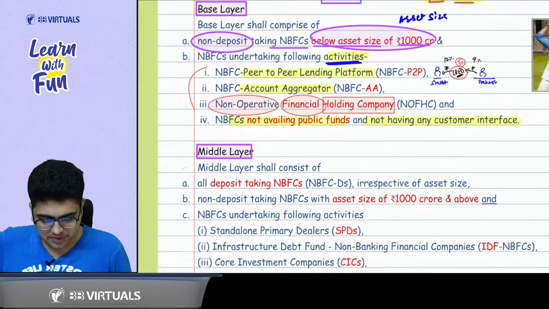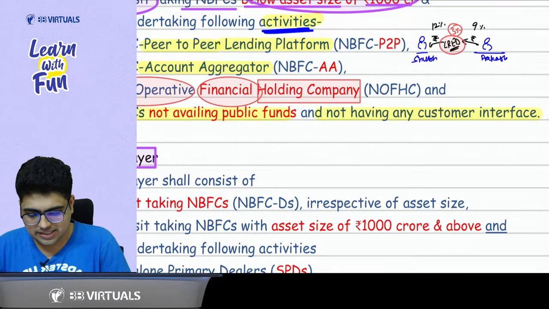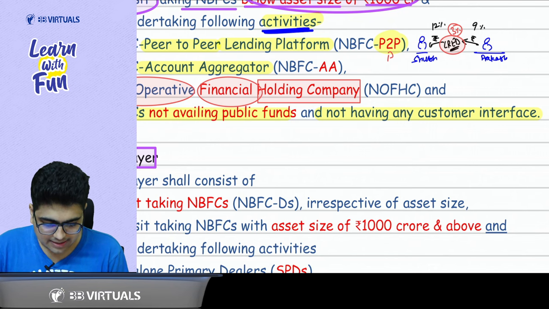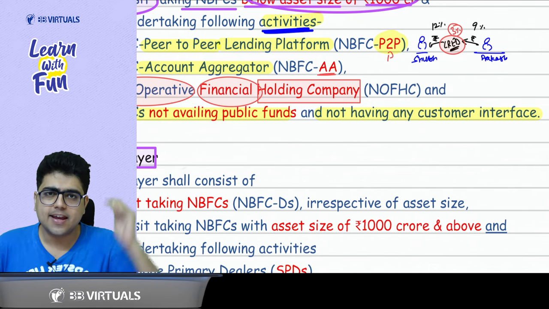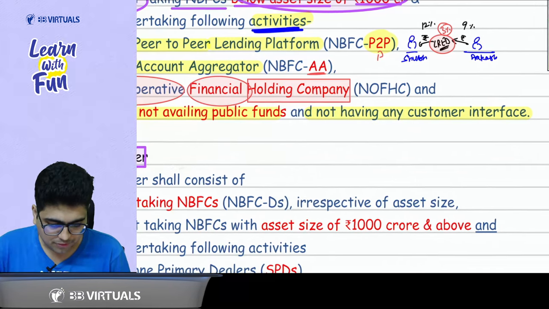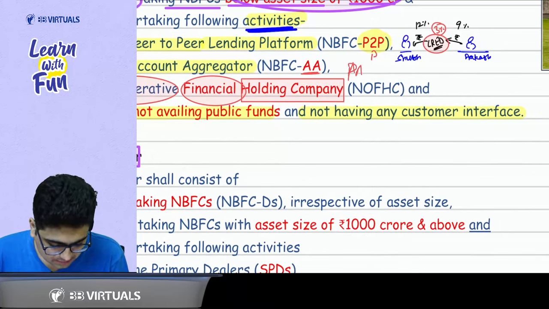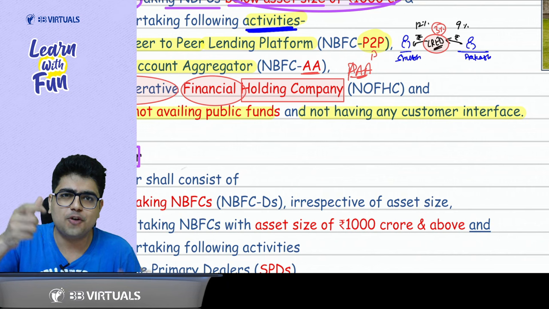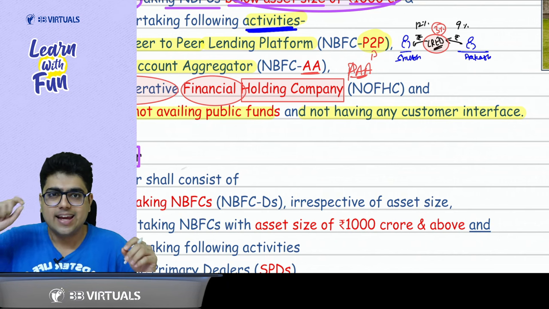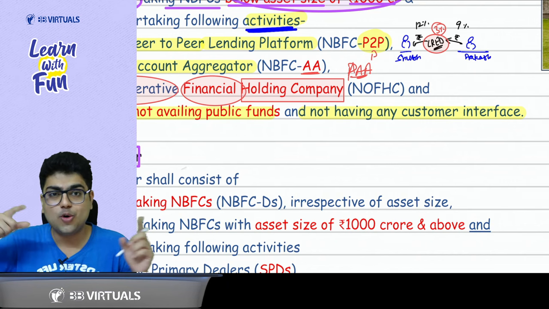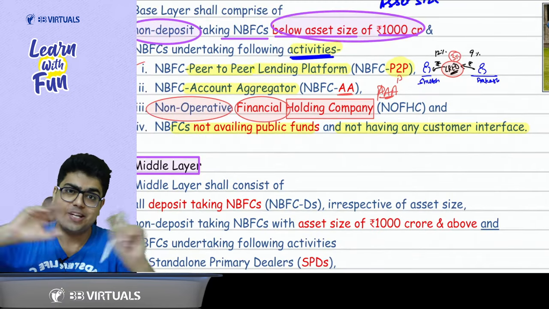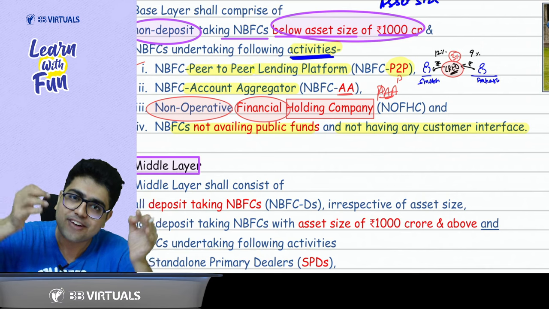Let's learn them. So the first NBFC is what? P2P lending. Okay, that's P. The second one is accounts aggregator. If we club both of them, what does it become? Sir, it becomes PA. PA is a short form for parents. Got it, sir. And who is the parent company? Holding company. So the next point is non-operative holding company. No, sir, non-operative financial holding company.